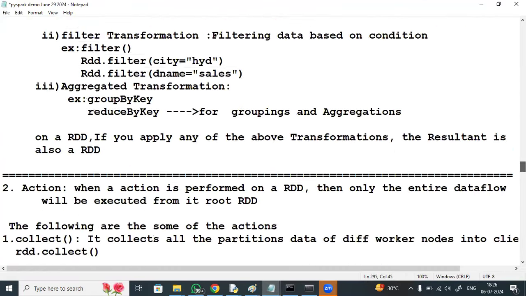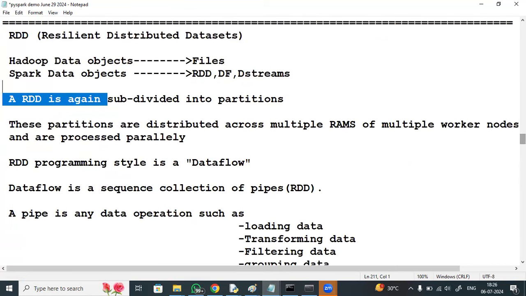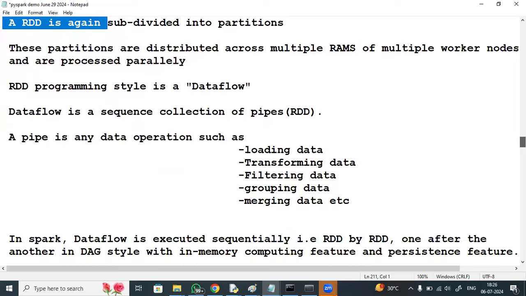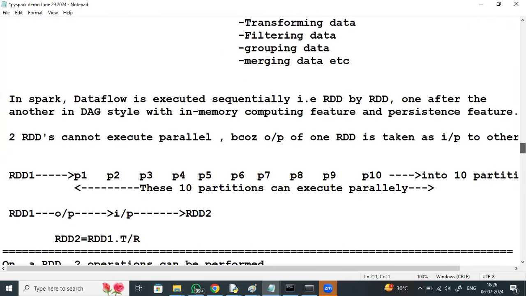Understood, right? So mainly RDD means RDD is a Spark data object. It's subdivided into partitions. They are distributed across multiple RAMs of multiple worker nodes. Because of that parallel processing, we can see in-memory computation. Its programming style is data flow, a sequence or collection of pipes. The output of one will be the input to the next one.